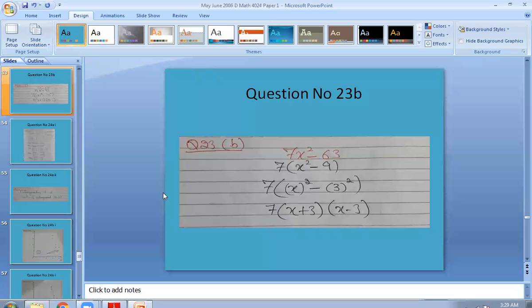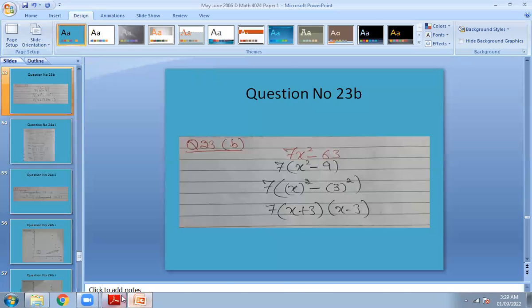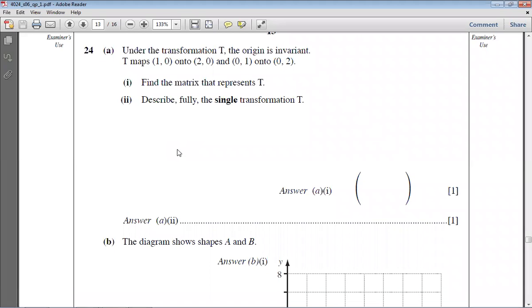Question number 24 is coming up on your screen. He says under the transformation T, the origin is invariant. T maps 1, 0 onto 2, 0 and 0, 1 onto 0, 2. Find the matrix that represents T. Here the objects are given and their images are also given. And we can easily find out its transformation matrix. Then he says describe the single transformation.